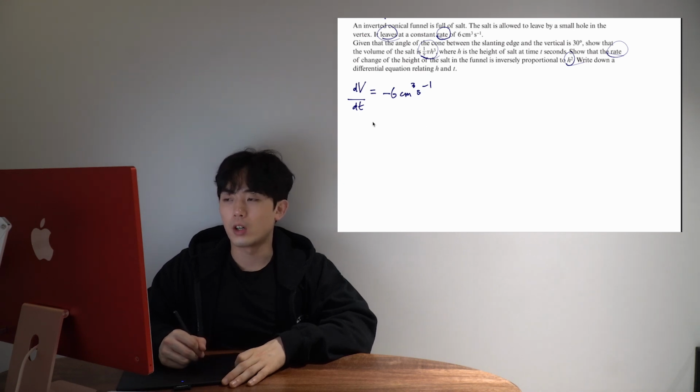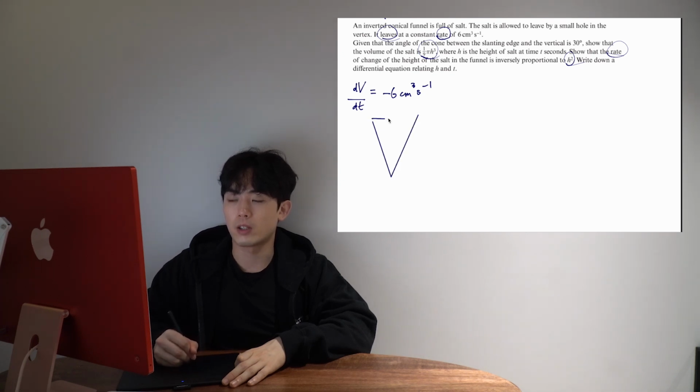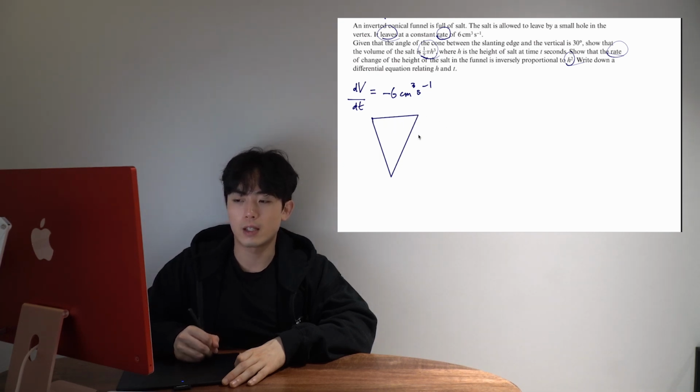Given that the angle of the cone between the slanted edge and the vertical is 30 degrees, show that the volume of the salt is this. So we need to show that volume is 1/9 pi h cubed. Let's do a quick drawing just to visualize what's going on here. So this is a cone. They're telling us that the angle between the vertical and the slanted part is 30 degrees. And let's call this height h, and let's call this part radius.